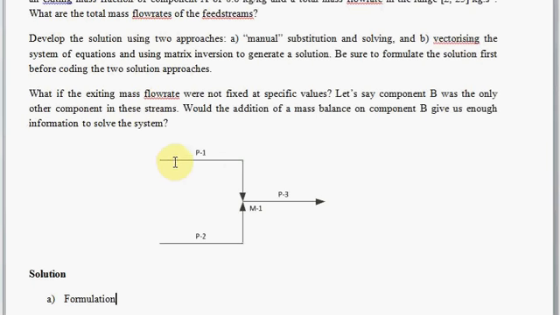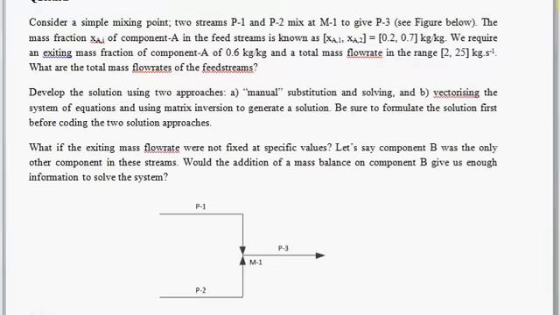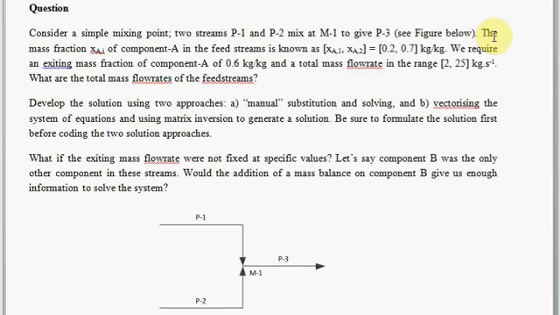In this problem we've got two streams, P1 and P2, which mix here, and the resulting stream P3 goes off there, and we've got different compositions in these two streams because we've got a mixture of components A and B. So let's look at the problem here. As I say, two streams P1 and P2 mixing at this point M1 to give P3, and we've got component A that's inside these streams.